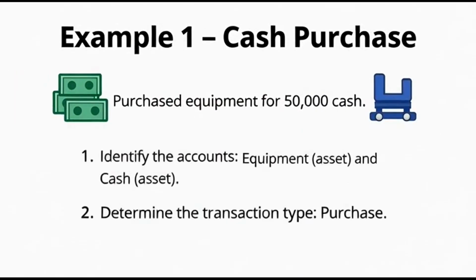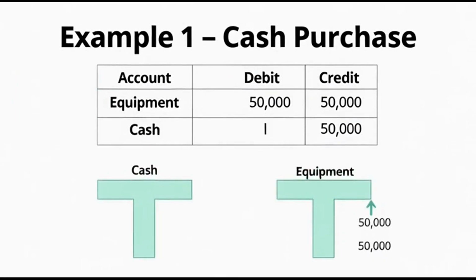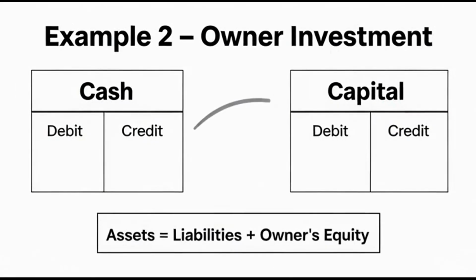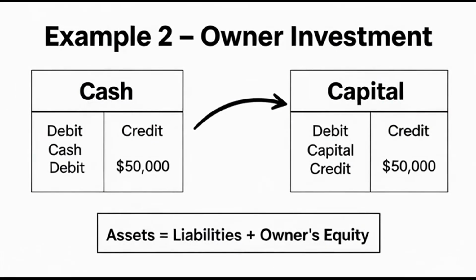Purchased equipment for $50,000 cash. Step 2, create the journal entry and update the T accounts. Example 2, owner investment, cash debit. The owner's investment of cash increases the company's assets and equity.